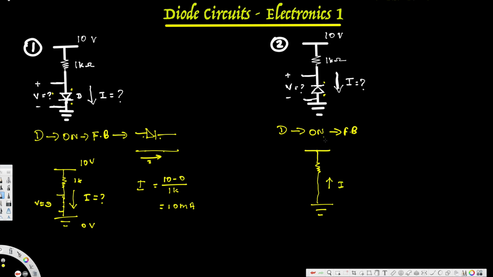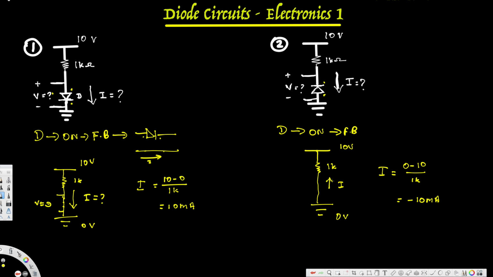Otherwise, it's going to be off. Our assumption is wrong. Okay. So here this is 1K, this is 10 volts, and let's calculate the current. Since the current is in this direction, the voltage difference is going to be 0 minus 10 divided by 1K, and that's going to give us negative 10 milliamperes. Since we are getting negative, this means our assumption is wrong.